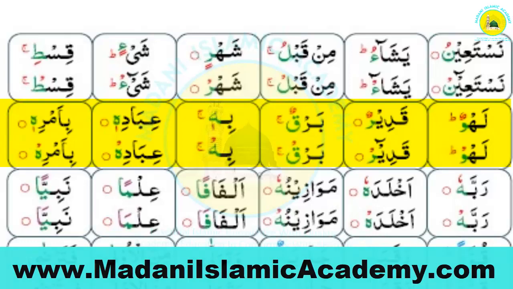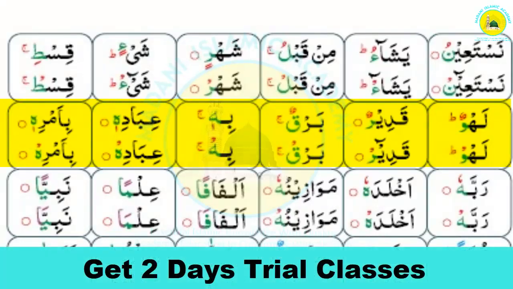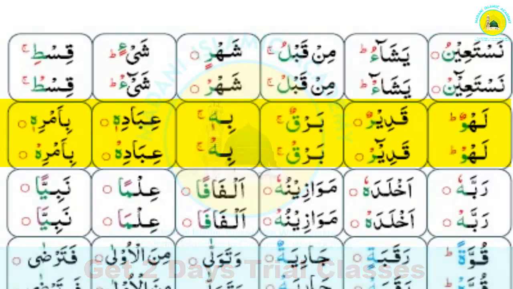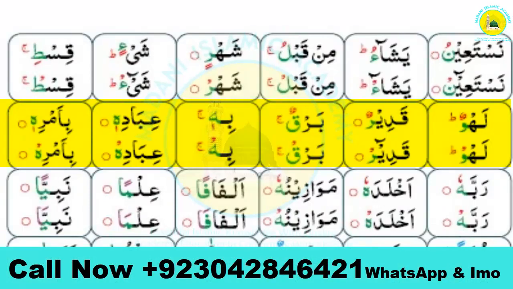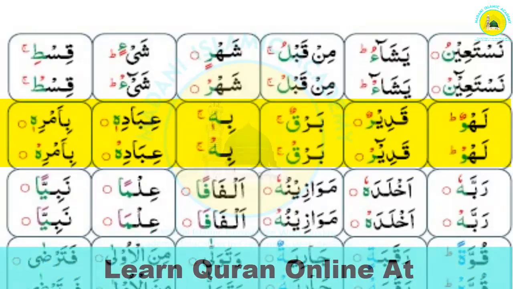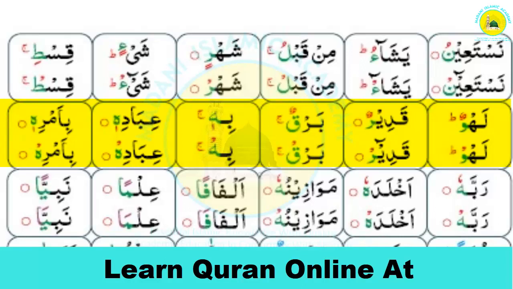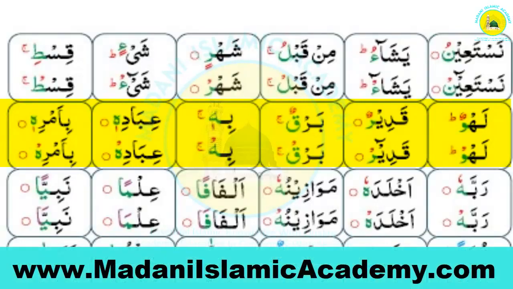The next one, bihi. Jim means waqf jaiz. So we read bih. Ba, ha, zir. Bih. Don't do a qalqala here, that will be wrong. Bih. Ibadihi. Because we are at the end of an ayat, we read ibadih. Next one. Bi amrihi. And because it's the end of an ayat, we read bi amrih.